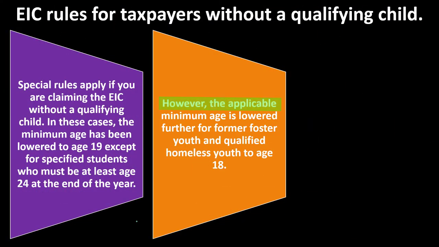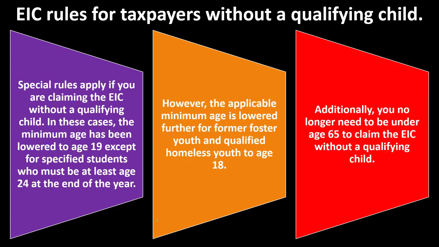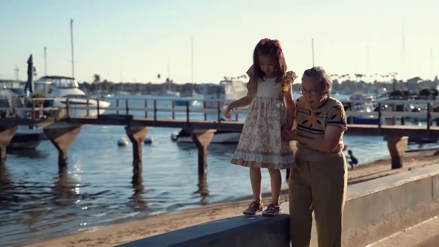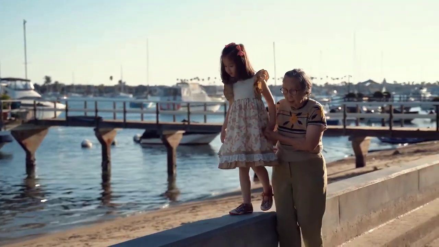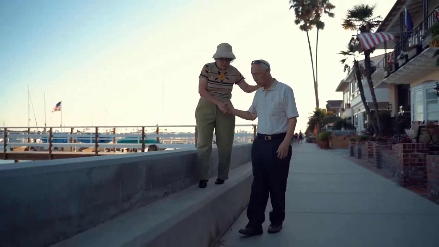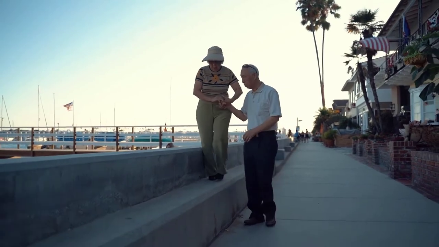However, the applicable minimum age is lowered further for former foster youth and qualified homeless youth to age 18. So in certain conditions, it can actually be down to 18. Additionally, you no longer need to be under age 65 to claim the EIC without a qualifying child. So significant changes to the age limitations that were there before. Tax software will help a lot to help kind of determine these items, but when you're talking to someone about them, then it's useful to have these kind of limitations in your mind.